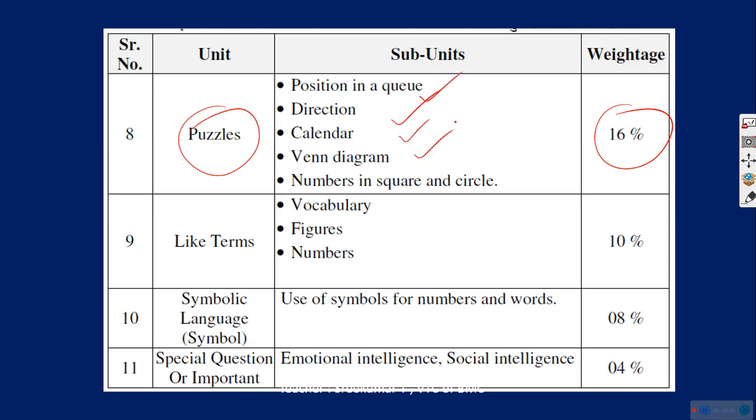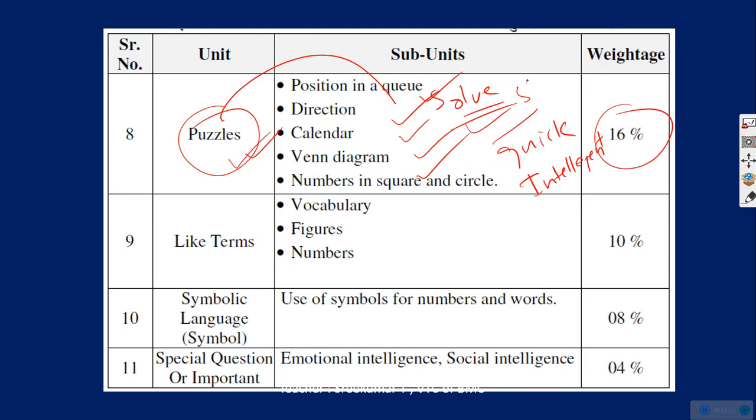We are using things like position in a queue, direction, calendar, Venn diagram, numbers in square and circle. These are used for finding out whether you have the capacity to solve a puzzle. If you can solve a puzzle quickly, you are supposed to be intelligent. Those who get into a puzzle and are not able to solve it are not that intelligent. Those who solve it but take a lot of time, being very slow, are also not intelligent. One who is quick enough to solve a puzzle is considered to be intelligent. That will be tested in this session, which has a good weightage of 16%.